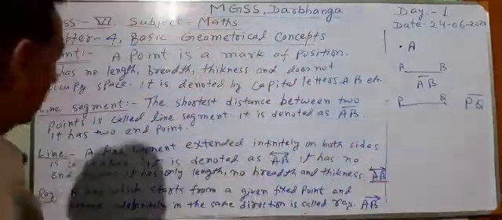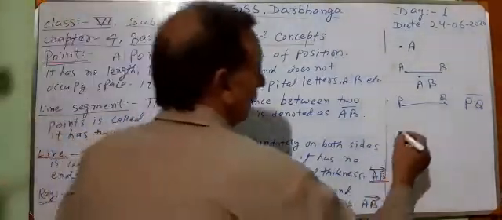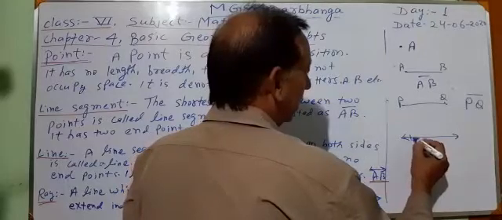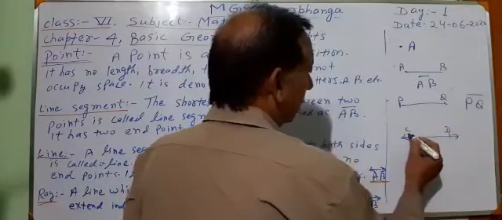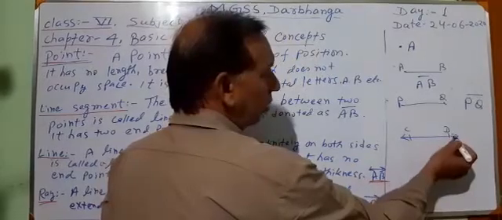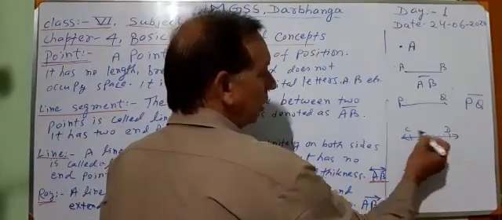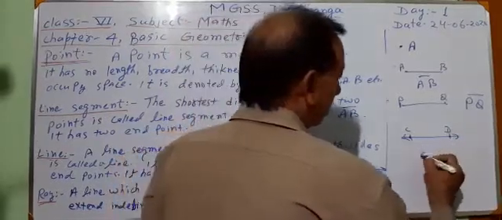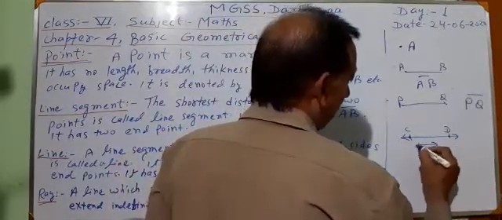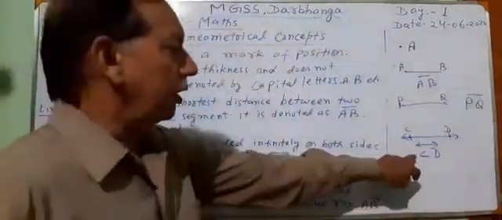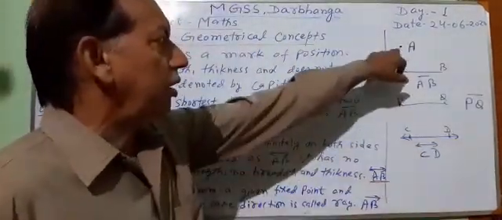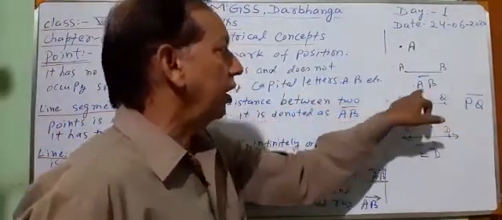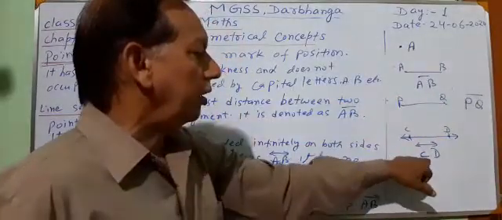Clear? Third thing is line. This is a line. Line has no end point. Here C and D do not represent ends; C is any point near the end and D is also any point near the end. We shall represent it as CD and read line CD. This is point A. We read line segment PQ, line segment AB. Here we read line CD.